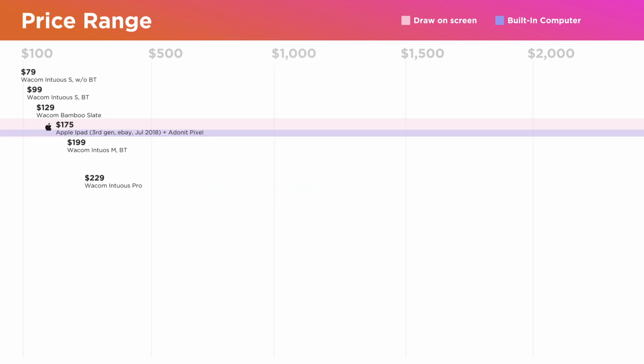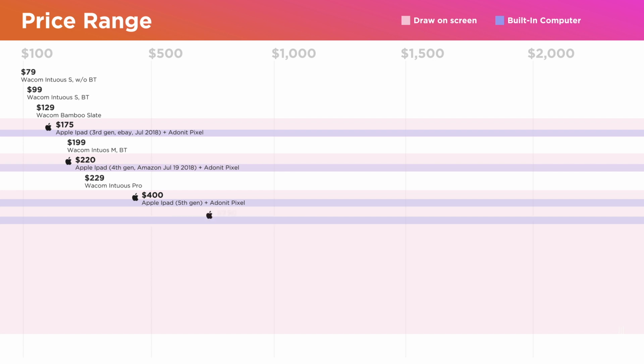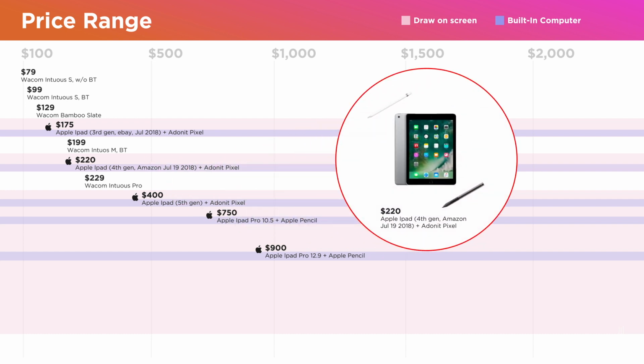The next rung up is basically every iPad pencil and every iPad Adobe Pixel combination we could shoot for. On the low end, we can get an older iPad off of eBay with an Adobe Pixel for about $175. Then you can get the next generation off of Amazon for $220 or so. With that, you'll find a full processing machine with a screen to draw on, whereas in the same category of pricing, Wacom only has these blank slates that are just kind of mouse replacement products.